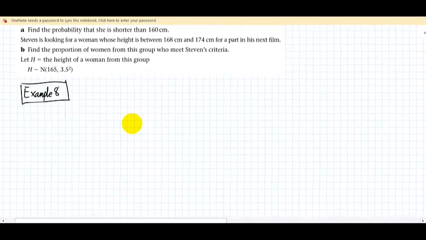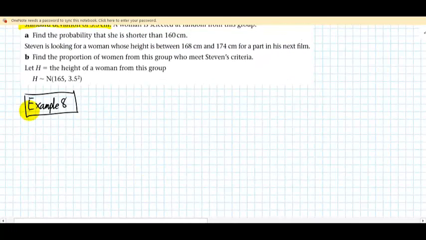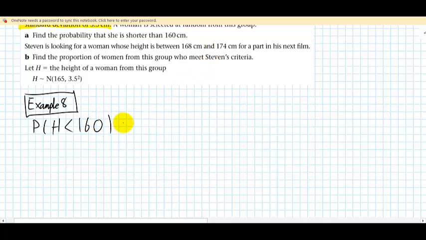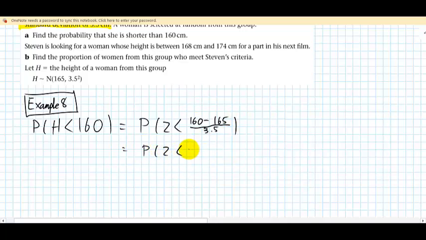Find the probability that she is shorter than 160 centimeters. Let's first write that down in terms of probability. Probability that the height is less than 160. Let's first standardize this. So probability of z being less than 160, take away the mean, 165, divided by the standard deviation of 3.5. This is equal to probability of z being less than minus 5 over 3.5.